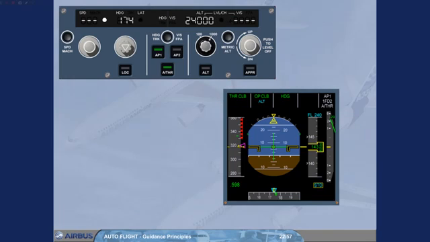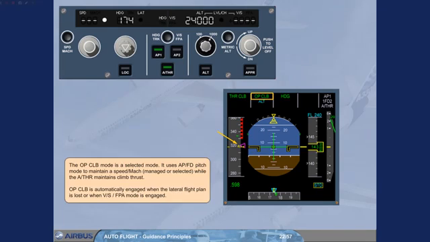The open climb mode is a selected mode. It uses autopilot flight director pitch mode to maintain a speed or Mach, managed or selected, while the autothrust maintains climb thrust. Open climb is automatically engaged when the lateral flight plan is lost or when vertical speed or flight path angle mode is engaged.